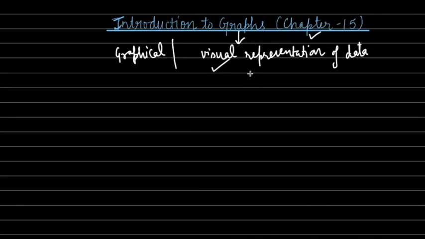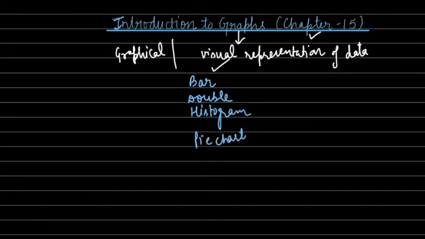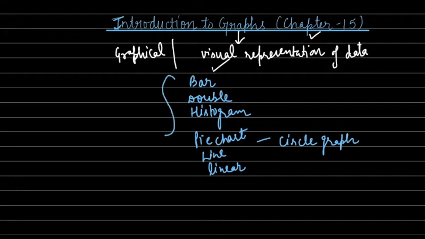Now there are various types of graphs in which we can represent the data. What are those graphs? It can be represented as a bar graph, a double bar graph, then we have histogram, then pie chart, then line graphs, linear graphs, right? And then pie charts are also called your circle graph. So these are different types of graphs in which we can represent the data. We will study all types of graphs one by one. Let's see next.